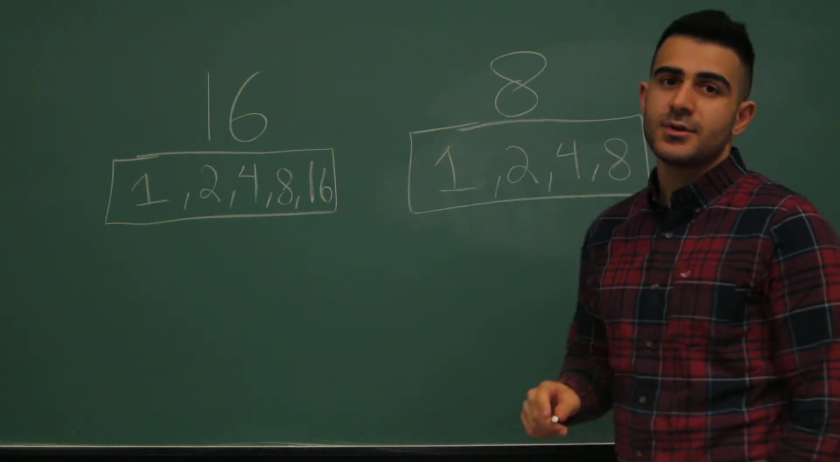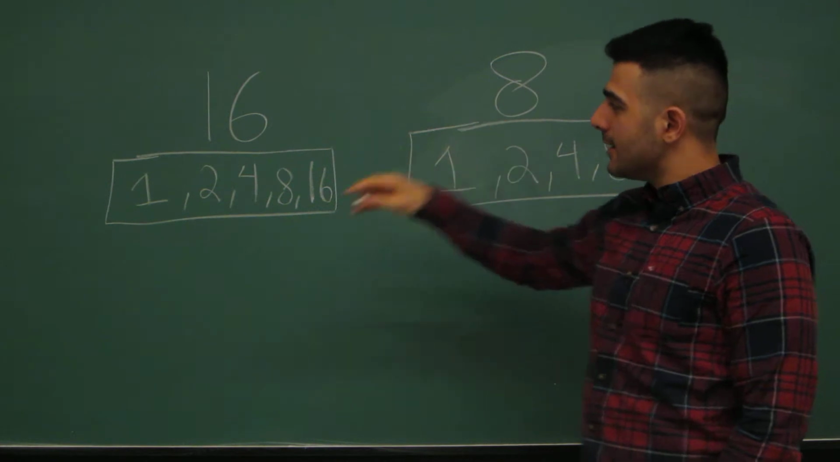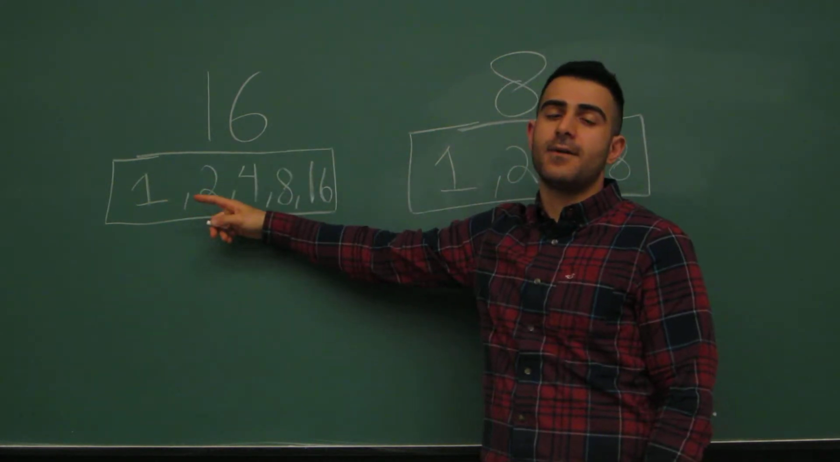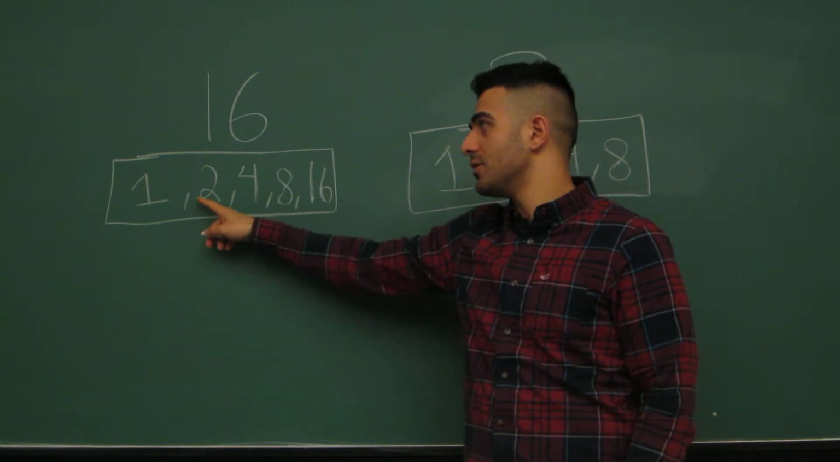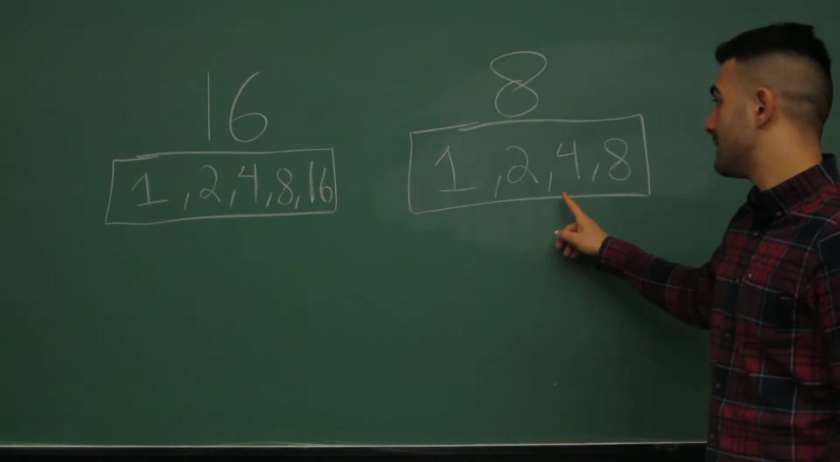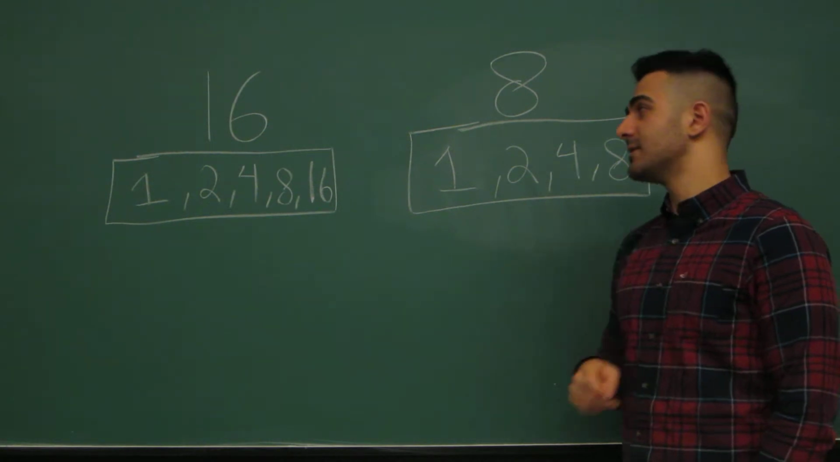I have two numbers written on the chalkboard, which are 16 and 8. And below them, in each of the boxes, are all the factors of 16 for the first box, which are 1, 2, 4, 8, and 16. And all the factors of 8 in this box below the number 8, which are 1, 2, 4, and 8.